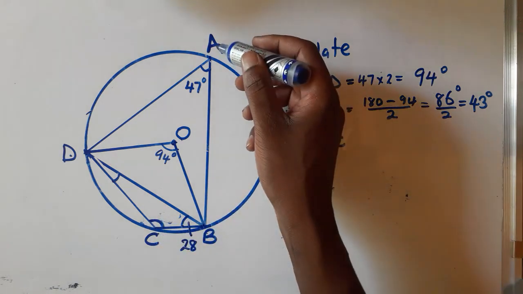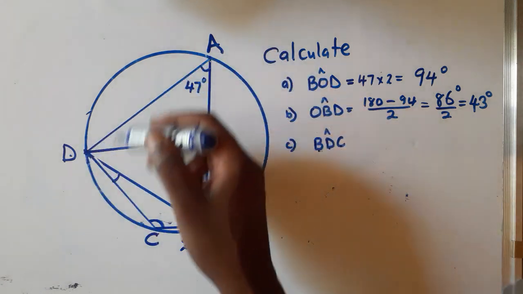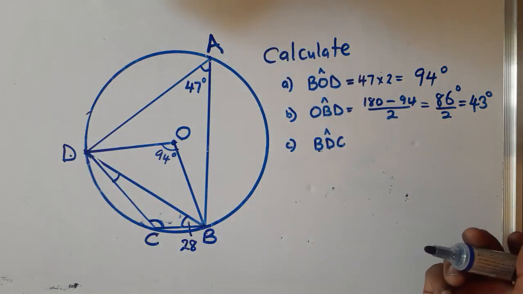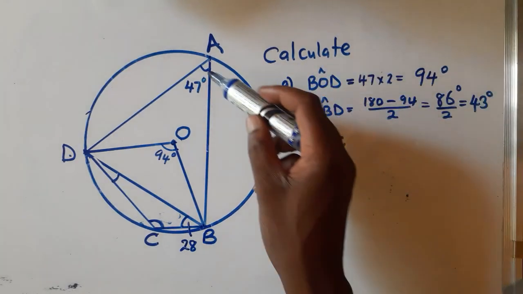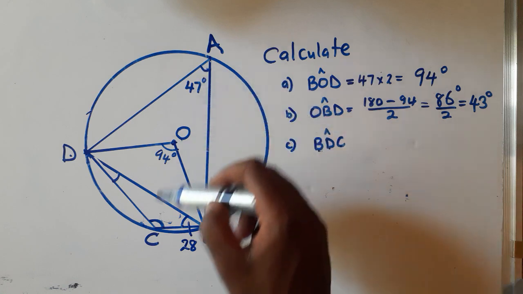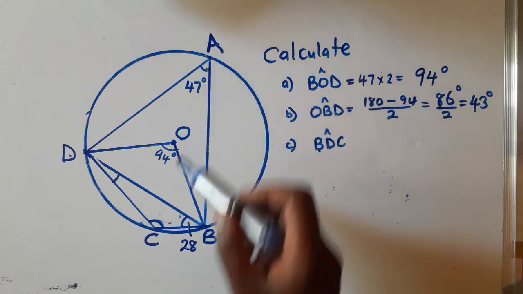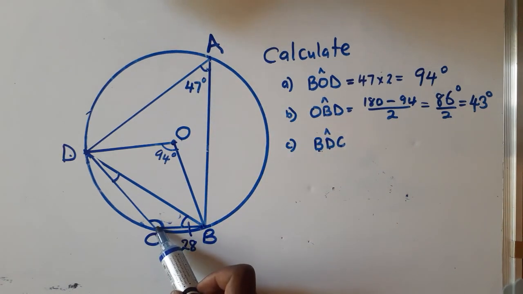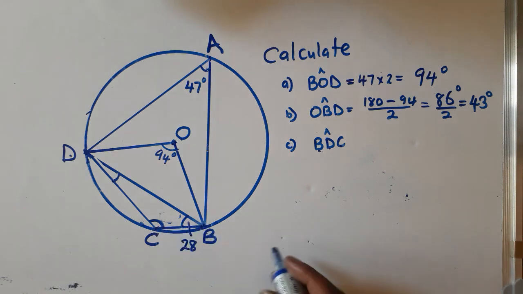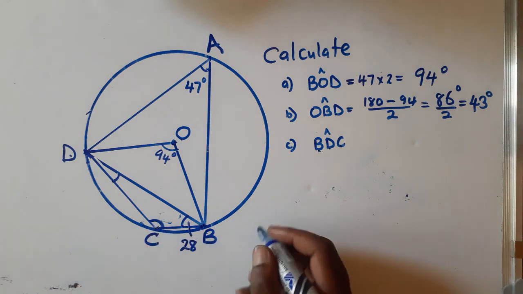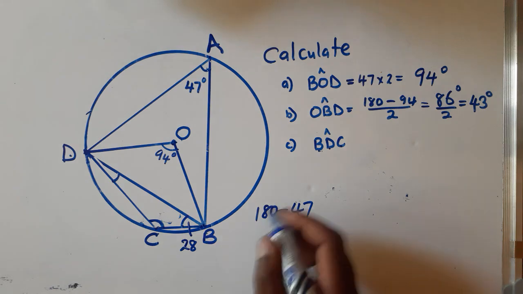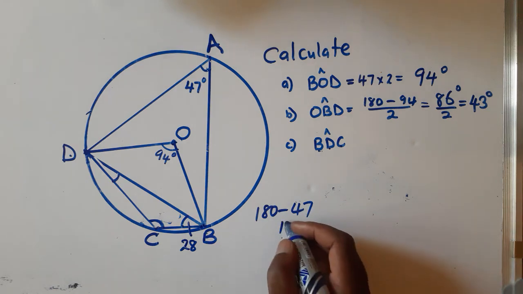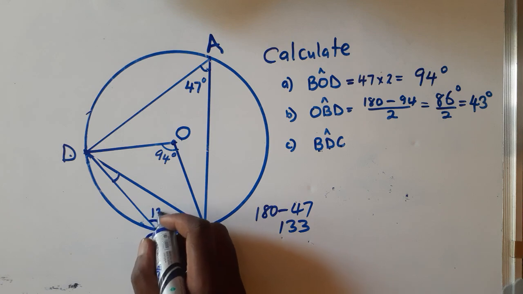We look at ABCD as a cyclic quadrilateral. If you remember one of the theorems, it states that the opposite angles in a cyclic quadrilateral add up to 180. To find this angle, we subtract: 180 minus 47, which gives us 133. So this angle here is 133.